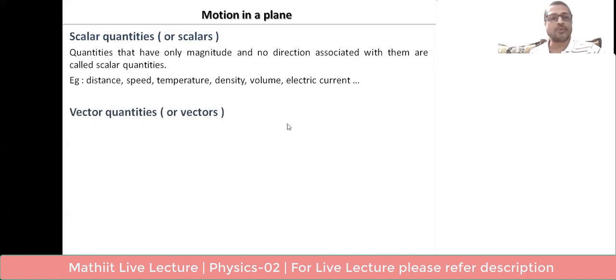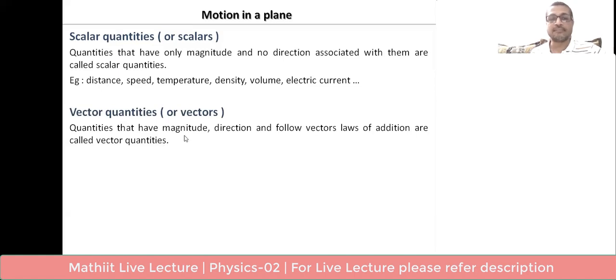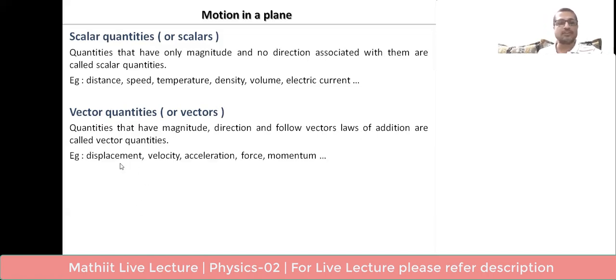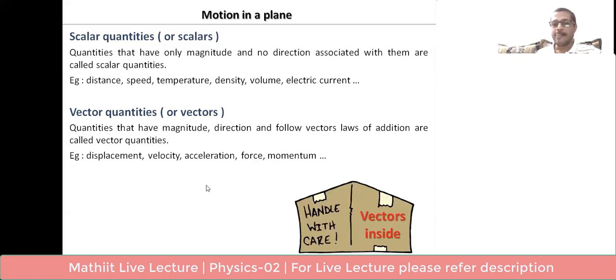Then what are vector quantities? Quantities that have magnitude, direction, and follow vector laws of addition. This is important. Only those kinds of quantities are called vectors. And yesterday we looked at a few examples: displacement, velocity, acceleration, force, momentum. All these are vectors. And vector quantities, you will have to handle them with care. You can't be negligent while handling vector quantities.